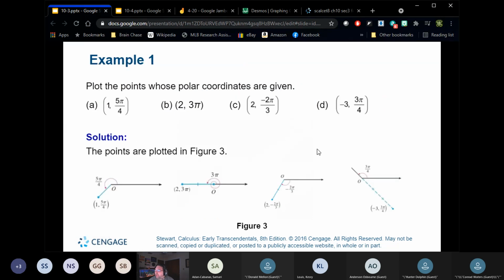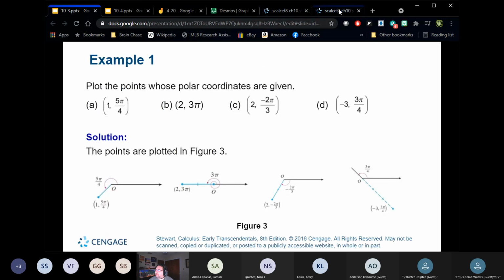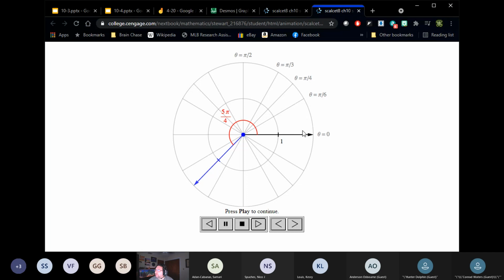Here are a couple examples of different points and what they look like. I'm going to show you them drawn out because I think it's easier when you actually see them. So here's the first graph. Our radius in this case was 1, and my theta was 5 pi over 4. You can see that first point, 1 comma 5 pi over 4, is right there. The radius out is 1, and then we rotate around to 5 pi over 4, which is in the third quadrant.